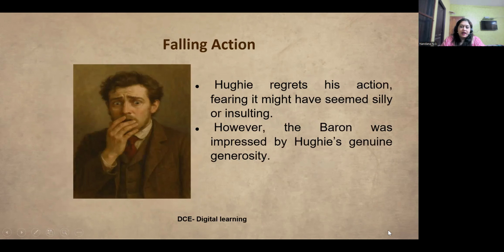The falling action. After the climax, what is the falling action? Huey regrets his action, fearing it might have seemed silly or insulting. In fact, the entire night we can see in the story that he's unable to sleep. He is tossing and turning because he's worried. What will the rich man have thought of him? However, contrary to Huey's fears and concerns, the Baron was impressed by Huey's genuine generosity.